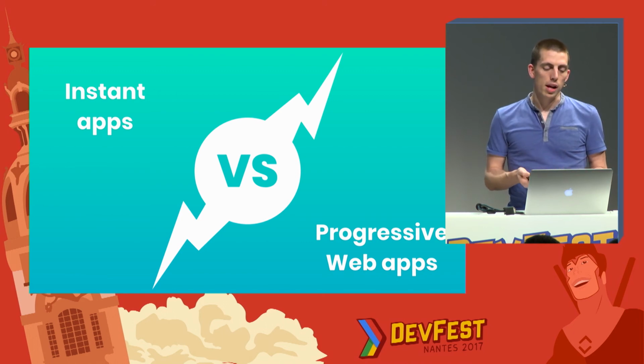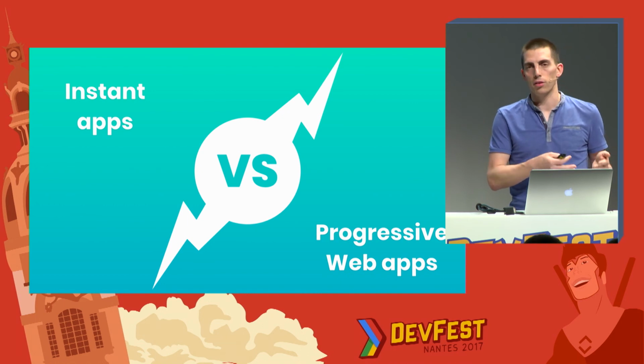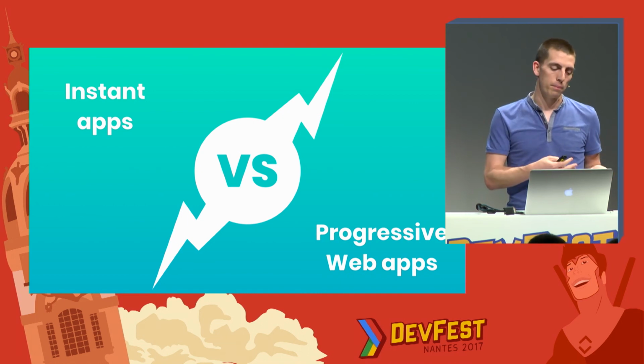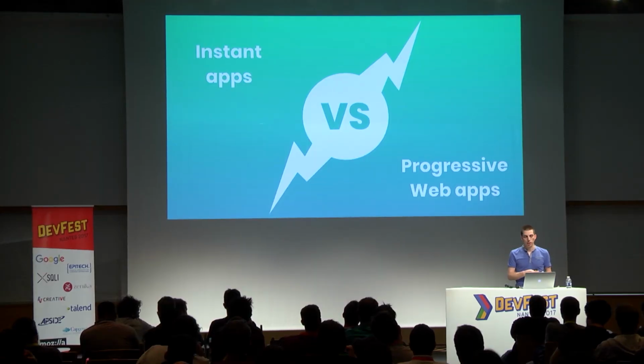So the idea is really that Instant App has broader features, but Progressive Web Apps have a broader audience. So it's really the contrast between the two.